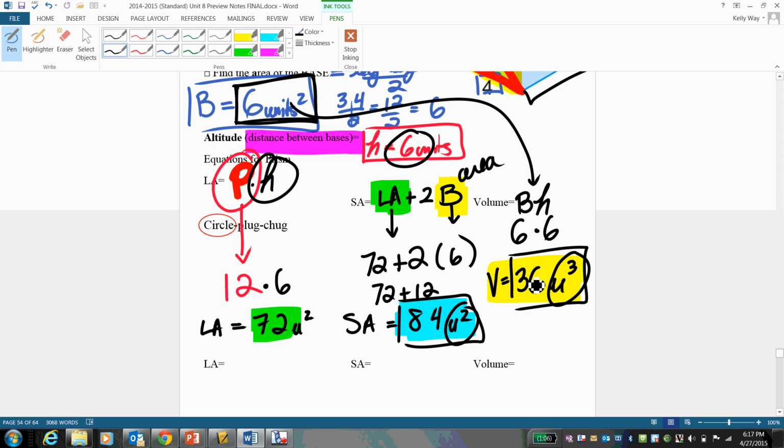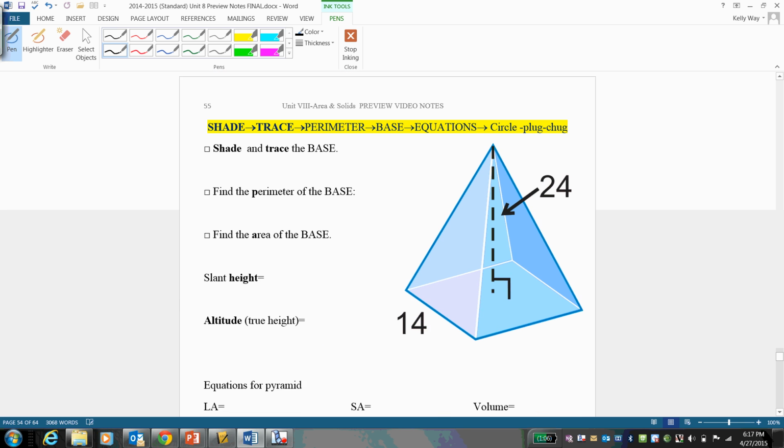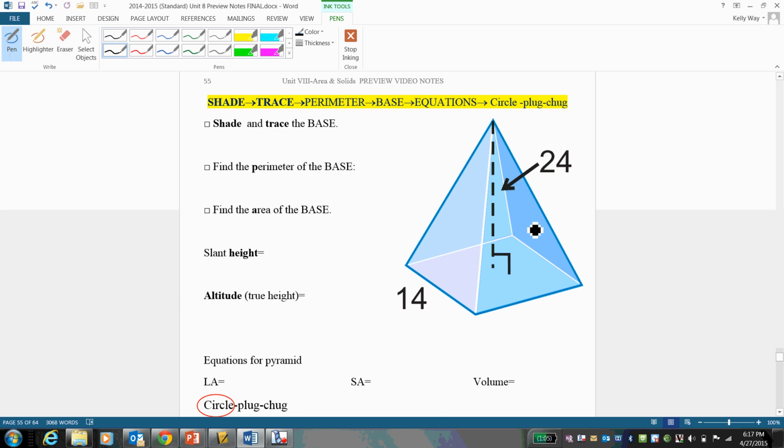Once again, the key equations for a prism: lateral area is PH, surface area is lateral area plus 2 bases, and volume is base times height. That's for a prism. Let's do a pyramid.